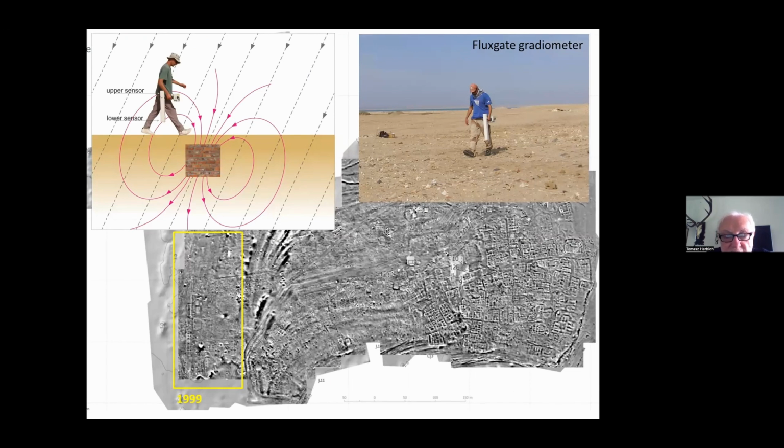So a few words about theory and history. First theory, we are using flux gauge gradiometer. This is instrument which measures difference between two sensors placed at two different heights. Such a procedure gives a much stronger reflection of magnetic objects which are located close to the surface. You walk along lines. Our density grid is 25 centimeters by half meter. It means we walk along lines half meter apart, and measurements were automatically recorded every 25 centimeters.